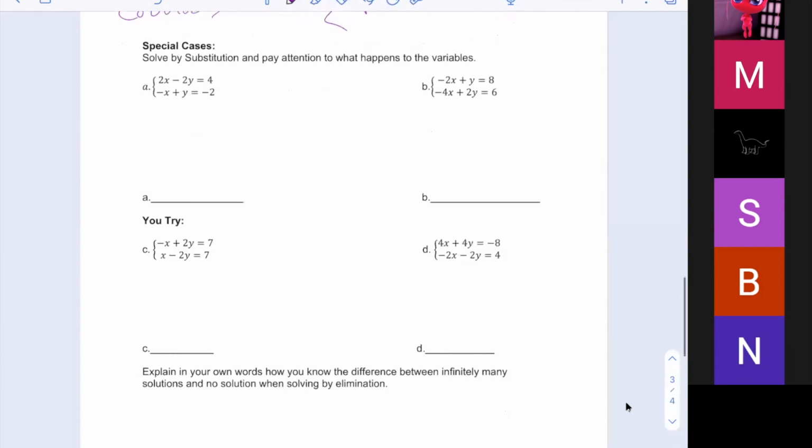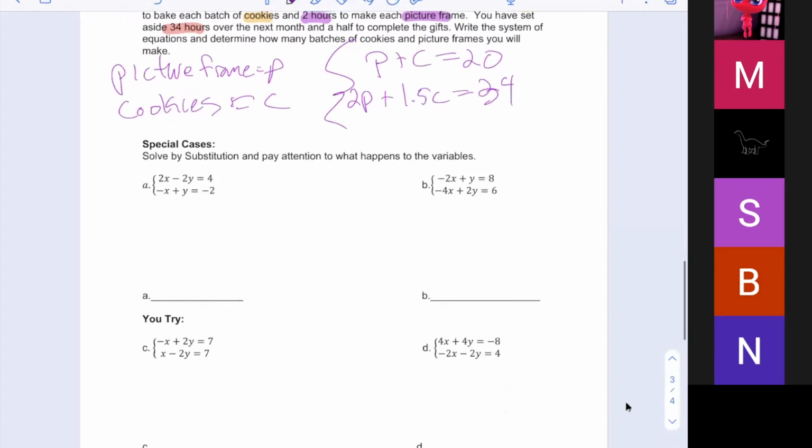Okay, so special cases. Of course, we've got special cases. You can't have just everything working out nice. There are going to be times when things don't work out. We saw this already for graphing and for substitution. So now we're going to see what a special case looks like for elimination. And I can't just give you an easy one, because you'd see it right away. Some of these special cases require you to do something.